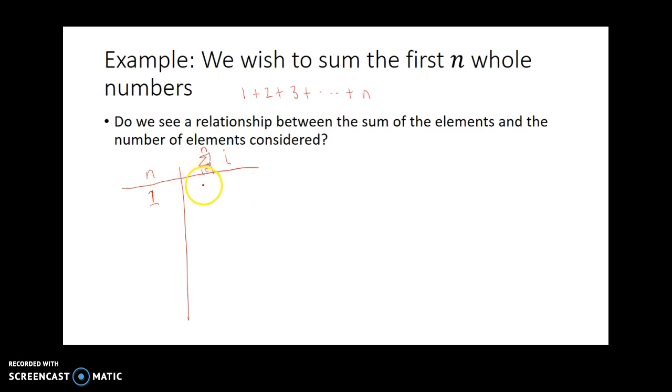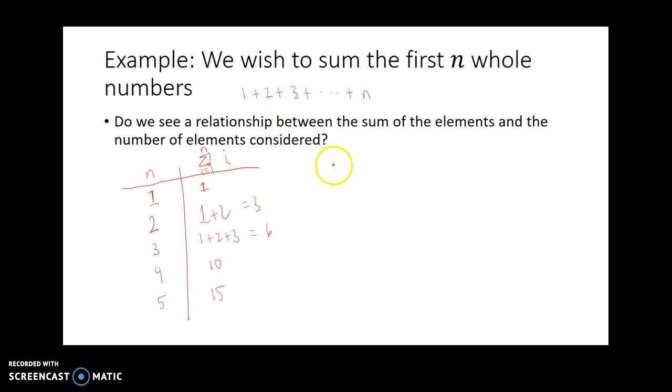Well, that's just the number 1, and that's not being added to anything, so that's just 1. If I take the first two whole numbers, now I'm adding 1 plus 2, which gives me 3. If I take the sum of the first three whole numbers, that's 1 plus 2 plus 3, which gives me 6. And if I add up the first four numbers, that's 6 plus 4 more, which is 10. Adding up the first 5 whole numbers is the sum of the first 4 plus the 5th one, which is 15.